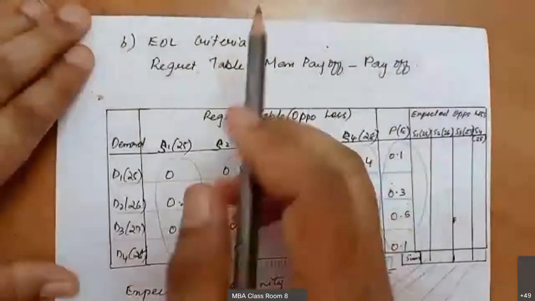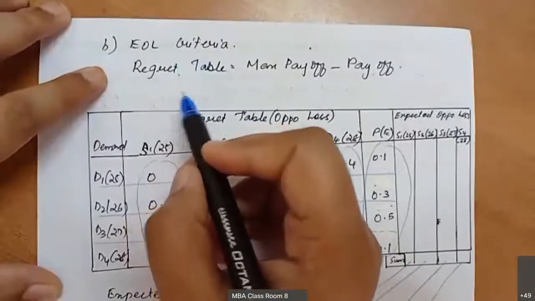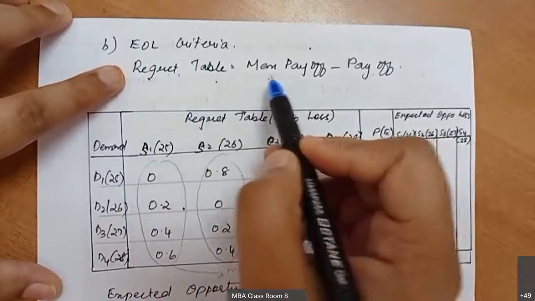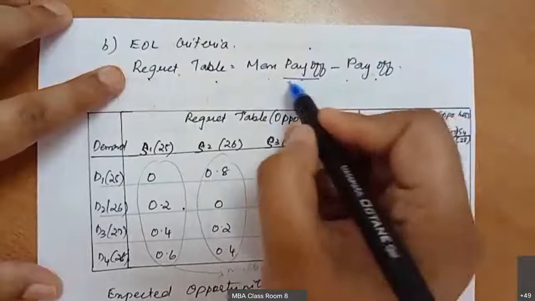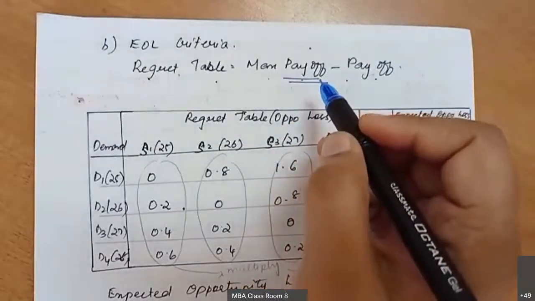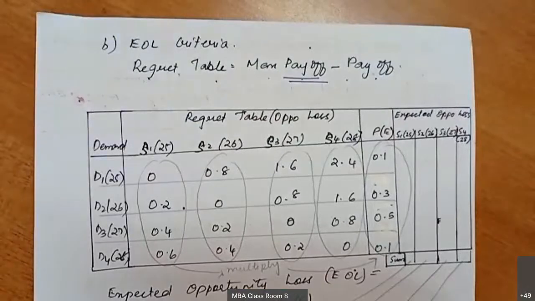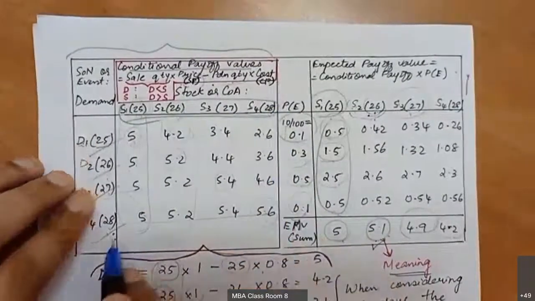So this is EOL, expected opportunity loss. Here we have the regret table. Regret table is equal to maximum payoff minus payoff. For that we need the payoff matrix, right? From where will we get the payoff matrix? Question number 1, we already made the payoff matrix, right? See, this is a payoff matrix. This part is called the payoff matrix.